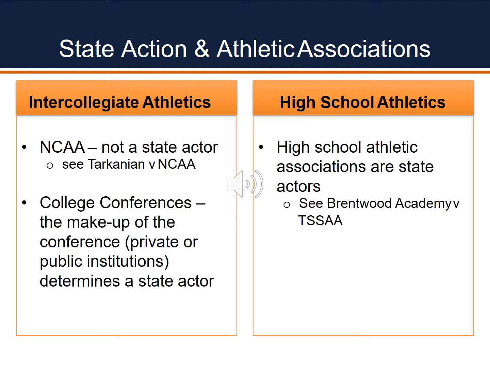However, it's important to note that college conferences, the makeup of the conference and whether it's a private or a public institution, determine whether or not that's a state actor. High school athletic associations, where do they fall under state action? They indeed are state actors. You'll see this in your second case brief for this week of Brentwood Academy versus TSSAA. That's the Tennessee Secondary School Athletic Association. That case will help you understand and recognize why high school associations are indeed state actors, but collegiate associations, as we'll see with Tarkanian versus the NCAA, are not state actors.